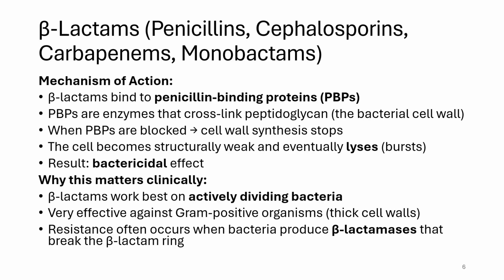Clinically, beta-lactams are going to work best against actively dividing bacteria because the cell wall synthesis is happening during division. These are especially effective against gram-positive organisms as they have very thick cell walls. Key resistance mechanism is beta-lactamase production, where bacteria break the beta-lactam ring and inactivate the drug. Clinical pearl for you is if a patient isn't improving on a penicillin, always consider beta-lactamase resistance and whether a beta-lactamase inhibitor might be needed.